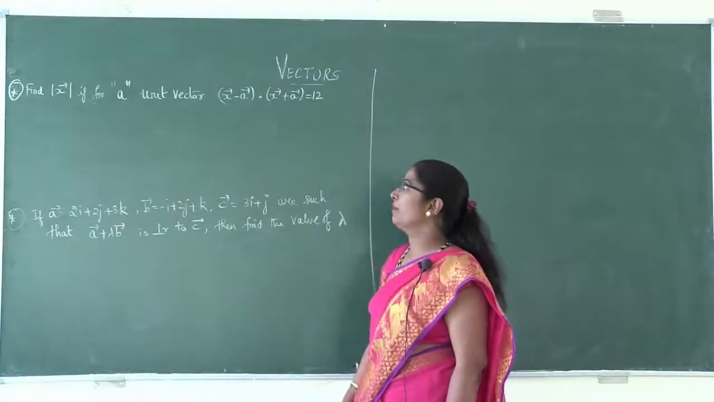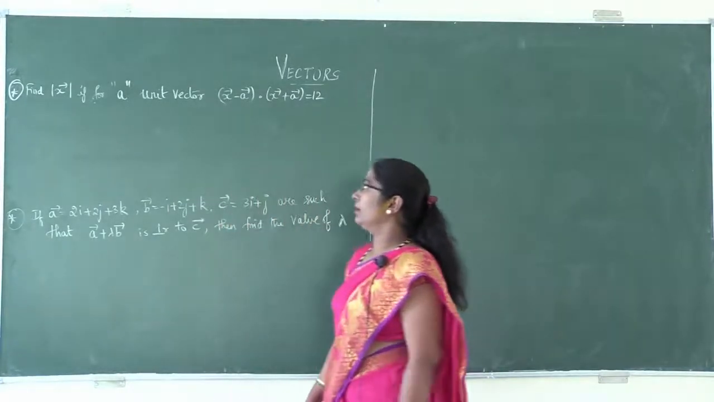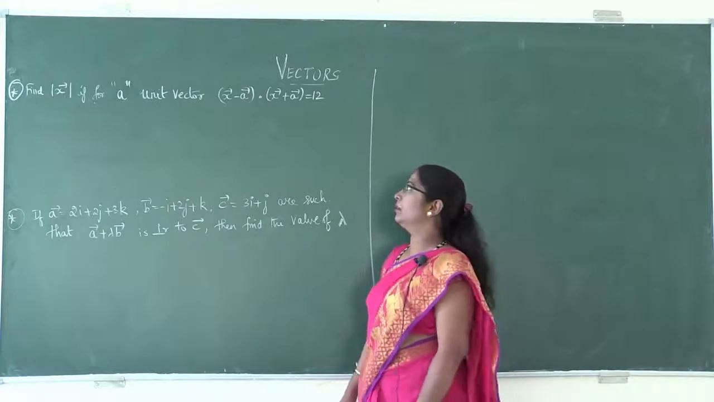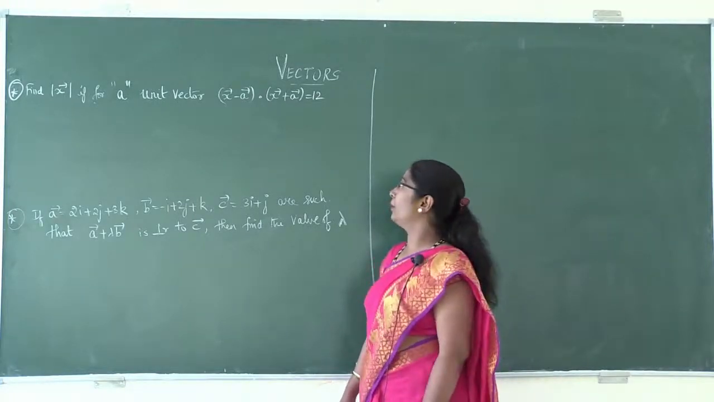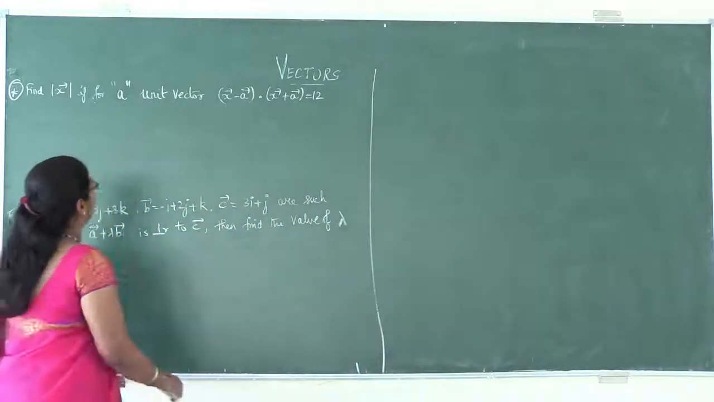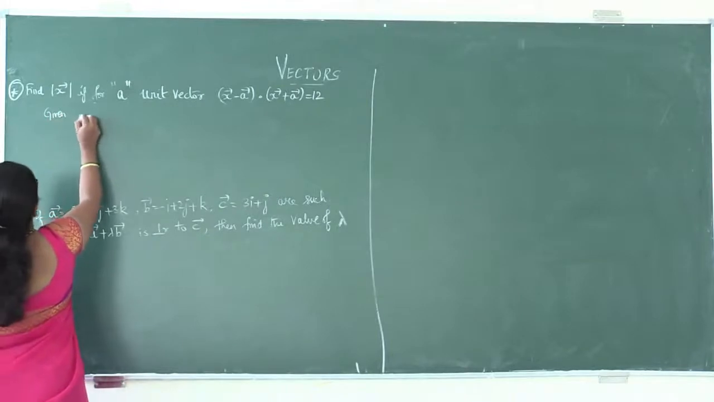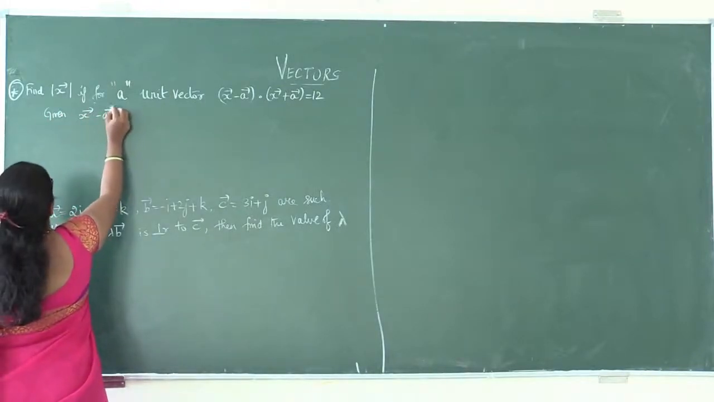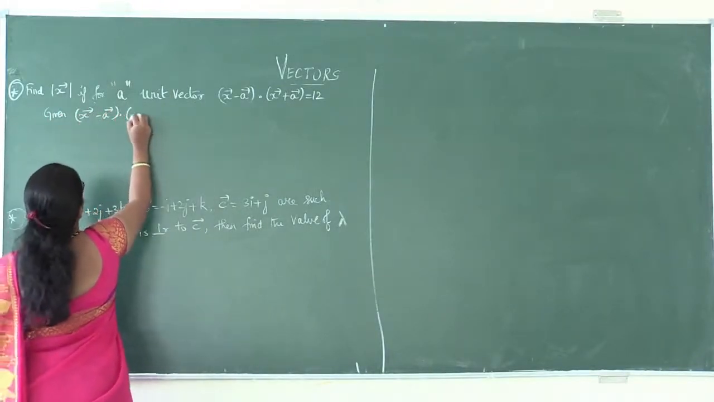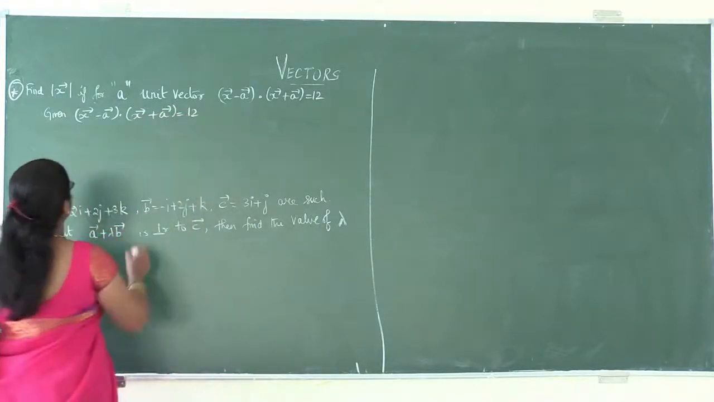Proceeding to the next problem, we have: find the magnitude of vector x if, for a unit vector A, vector x minus vector A dot product with vector x plus vector A is equal to 12. So, what is given here? Given vector x minus vector A dot product with vector x plus vector A is equal to 12.